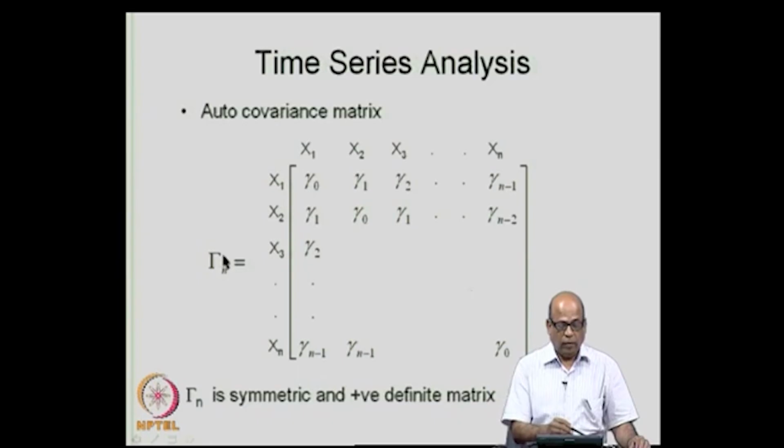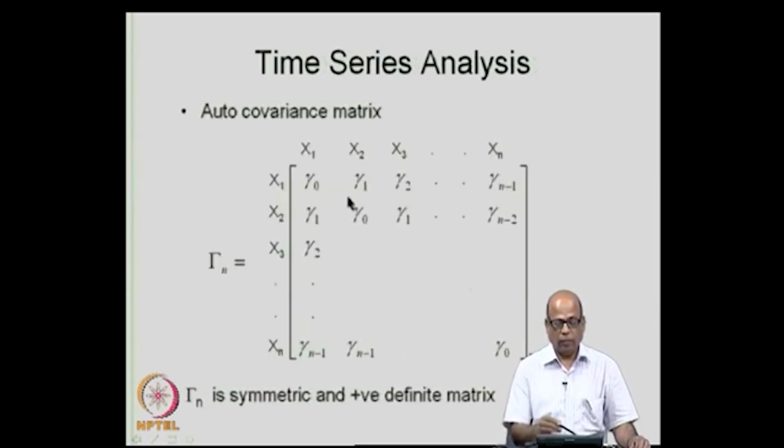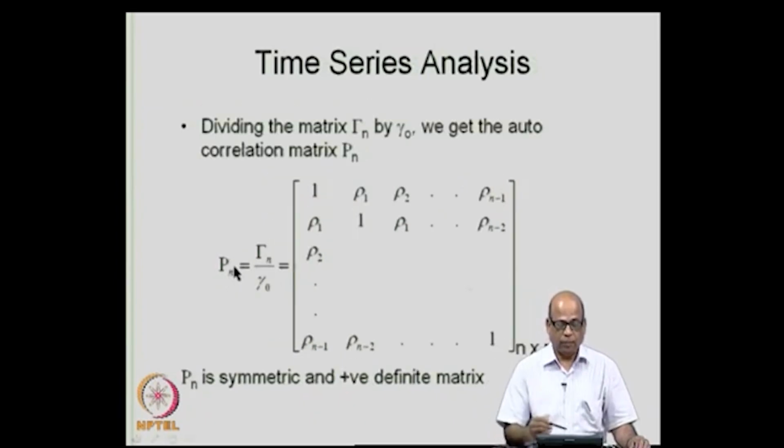Now, we will divide this by gamma naught. What is gamma naught? Gamma naught is simply the variance. So, we divide all the elements by gamma naught, and then we get the autocorrelation matrix. Remember, autocorrelation is simply gamma k by gamma naught. So, all the elements of gamma k we divide by gamma naught, and we get the autocorrelation matrix. The autocovariance matrix is denoted by gamma n, and the autocorrelation matrix is denoted by P n. So, P n is simply gamma n by gamma naught.